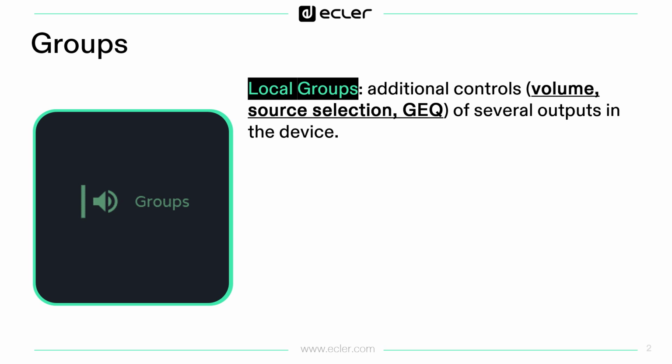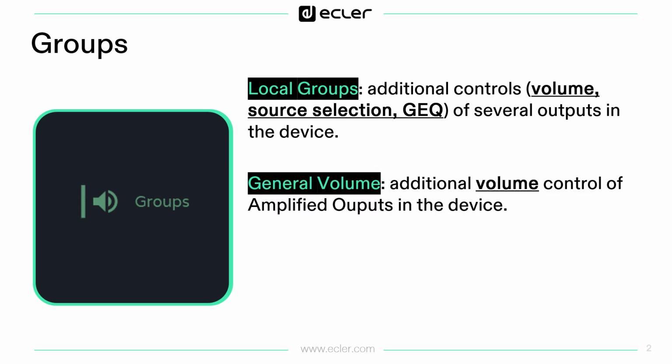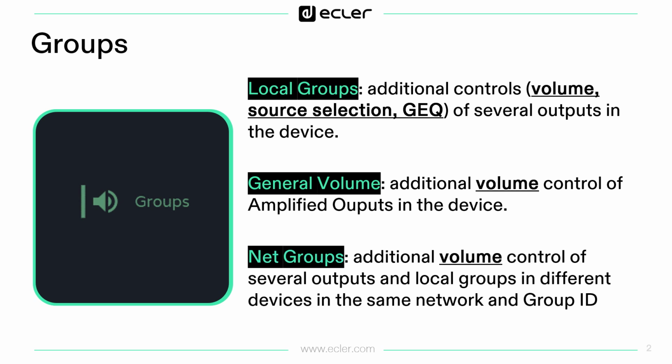The other one is general volume that can control volume of the amplified outputs. And the last one is net groups. It's an additional control that can affect several outputs and local groups across different devices in the same network. Bear in mind that an output can belong to several groups, so its volume will be affected by different volume controls at the same time.